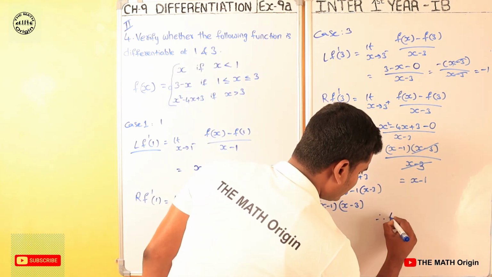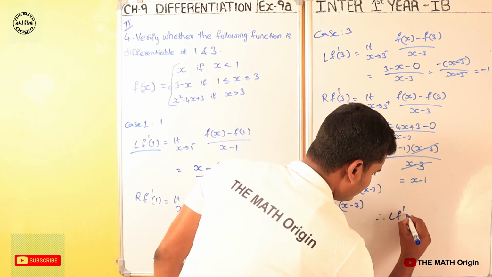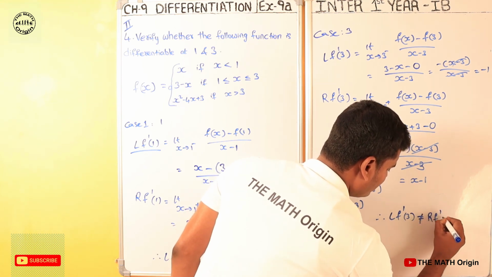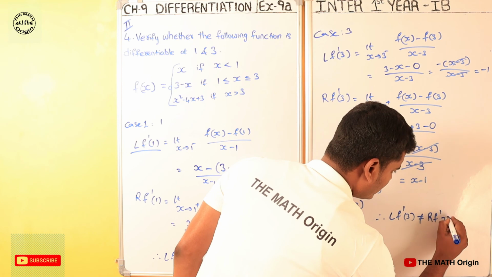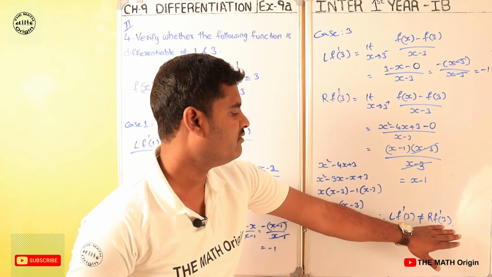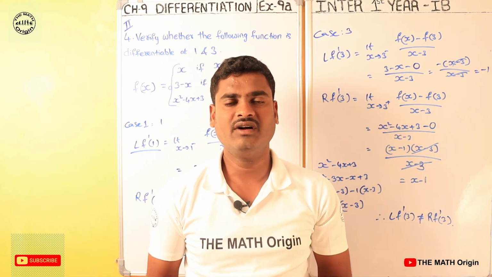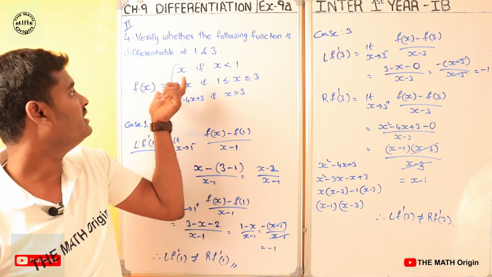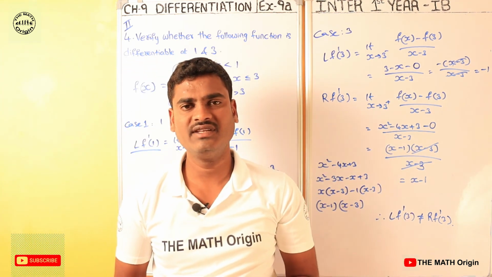Therefore the left hand derivative of f at 3 is not equal to the right hand derivative at 3. Therefore the given values 1 and 3 are not differentiable for the given function. Hence we completed the fourth question from the second section.